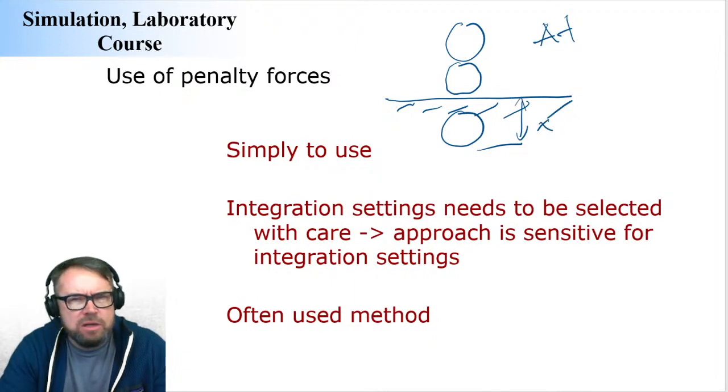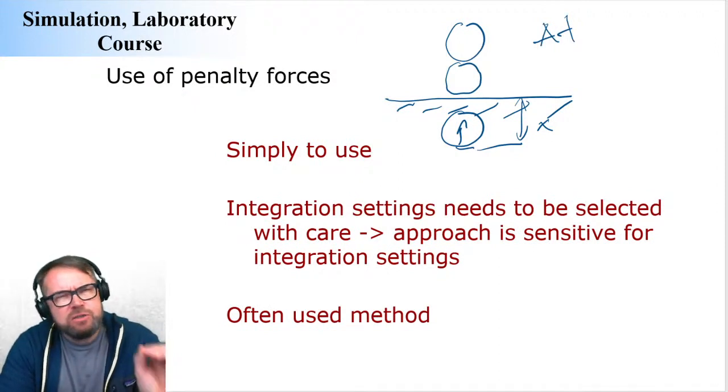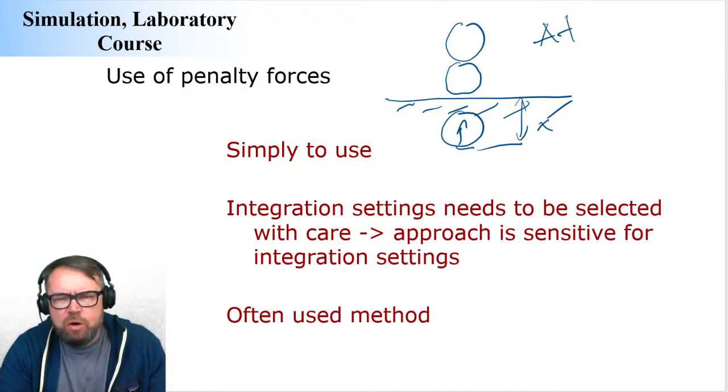X is huge. And now if this is a steel material and there's a penetration this much, you can imagine that the penalty force that is pushing this ball away from the surface will be huge. It's going to be very large. And because of that very large force, the system is not behaving realistically, but very unrealistically. That's a big problem.